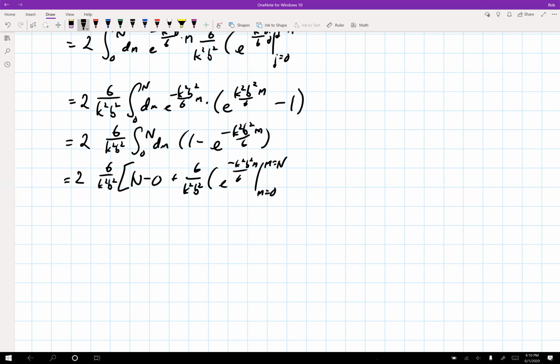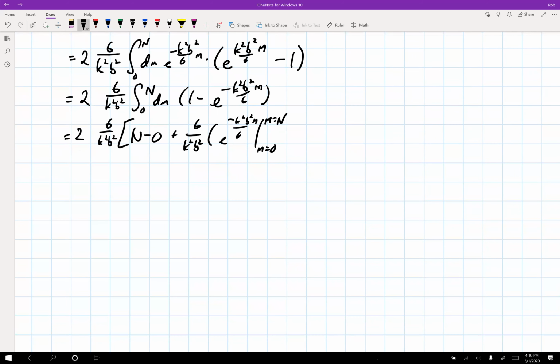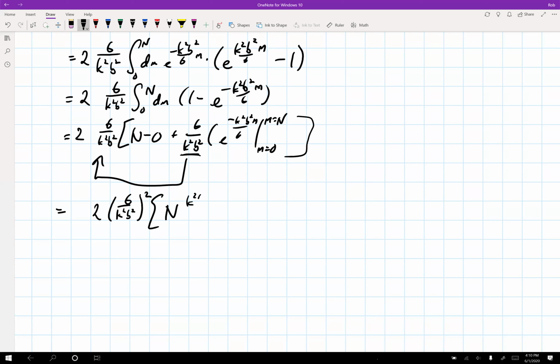All right. And so I'm going to pull this factor out all the way into the front, so that closes our brace. Since this one doesn't have the multiplication by 6 over k squared b squared, that's going to give us another factor there. So we're going to have 2 times 6 over k squared b squared, all squared now because we're bringing that out to the front. And then we have n, and now this is going to be multiplied by k squared b squared over 6. And then the result of the other term is that we have plus e to the minus k squared b squared n over 6 and minus 1.